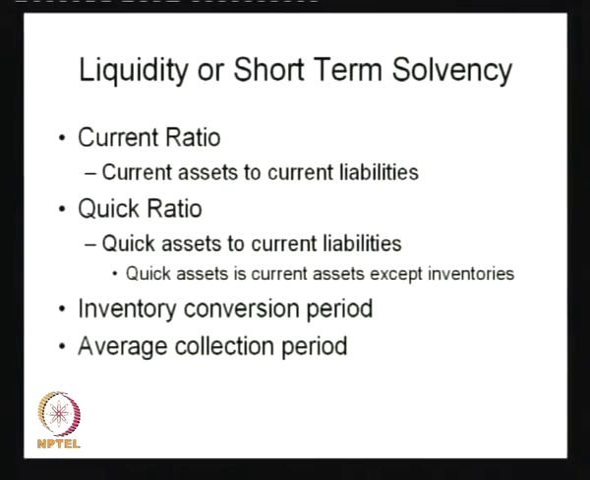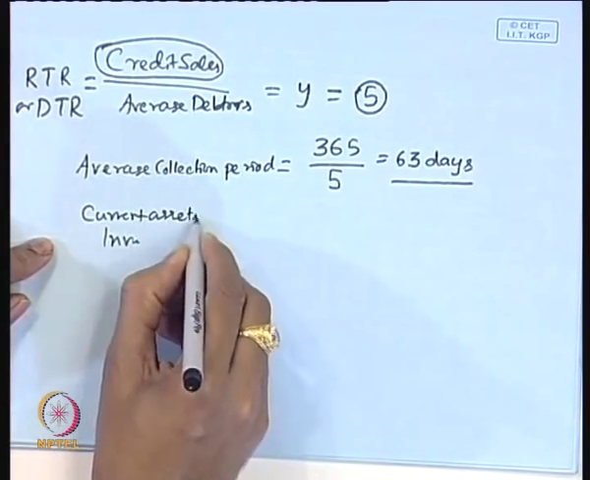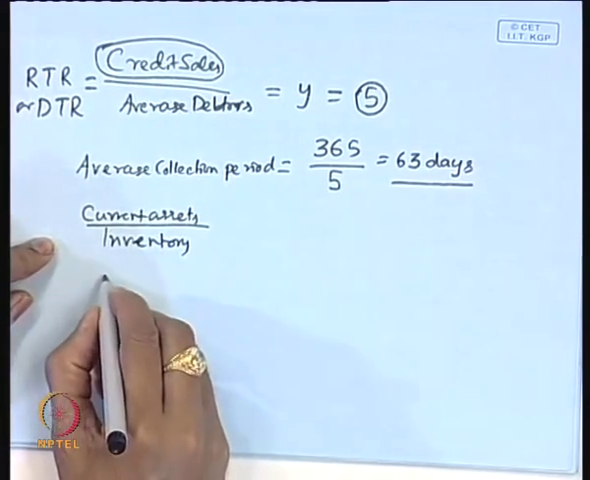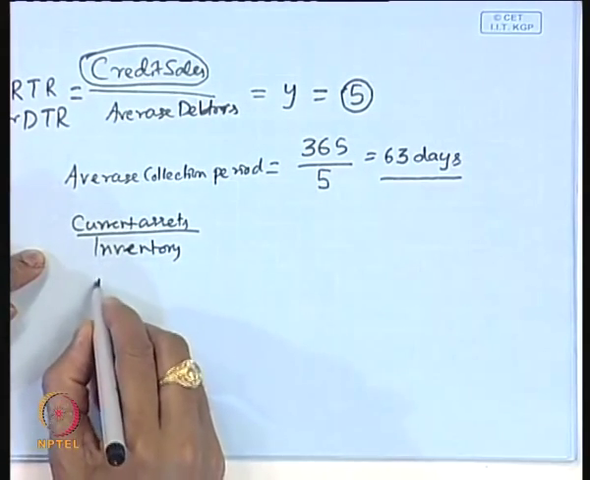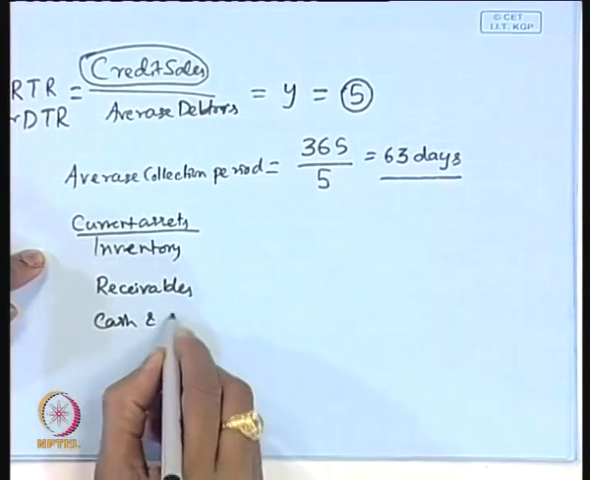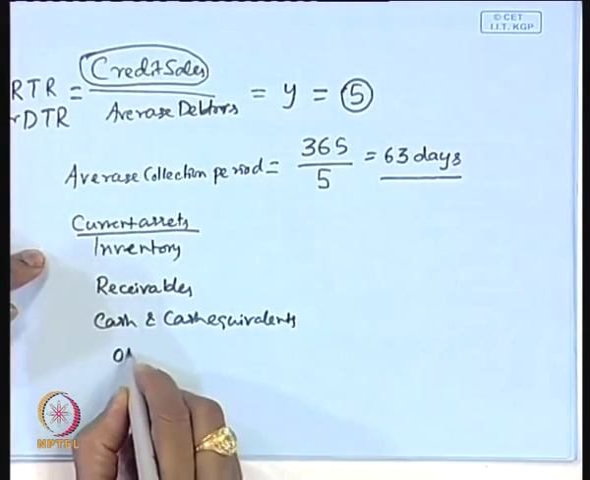So, the next ratio that we have is the quick ratio. As far as the quick ratio is concerned, see, in the current assets there could be some current assets which cannot be converted into cash as quickly as possible. Current assets typically consist of inventory, that is the goods meant for sale or goods meant for conversion. Then we have another current asset called receivables. Then you have got cash and cash equivalents. So, if these are, and there could be some other current assets.